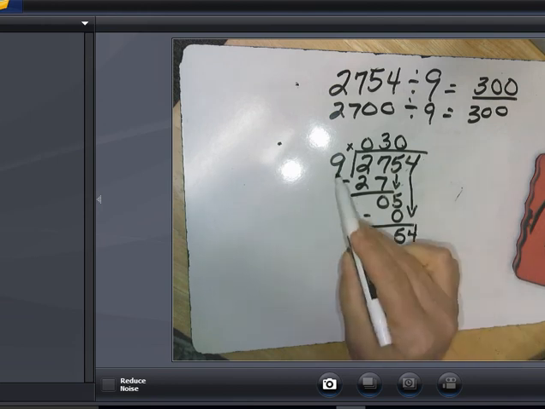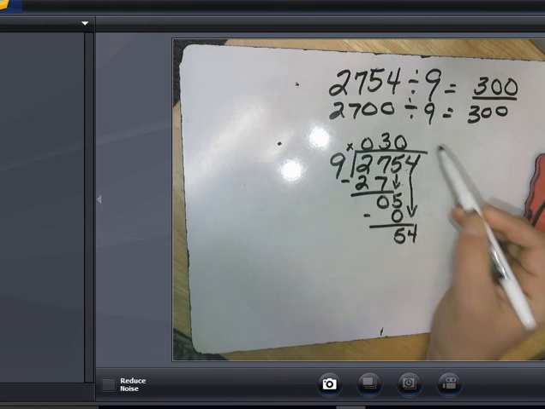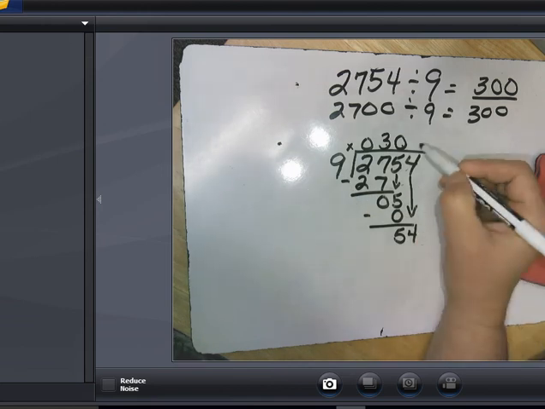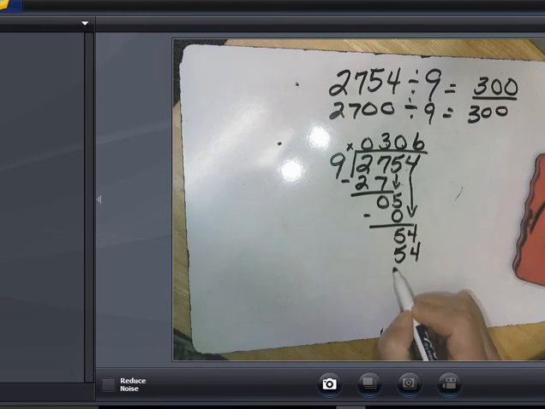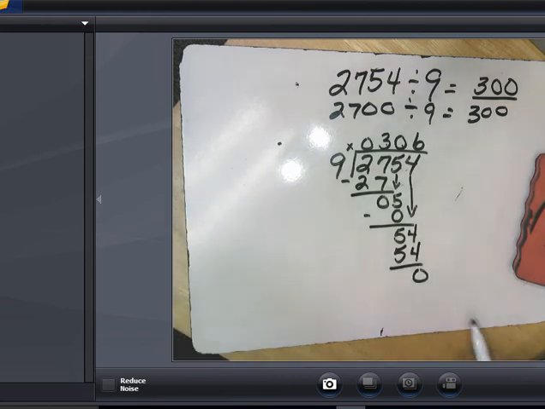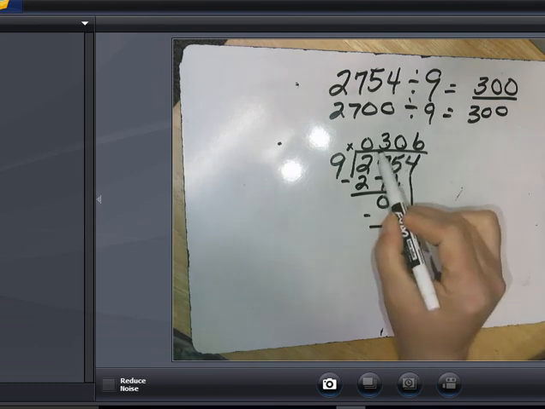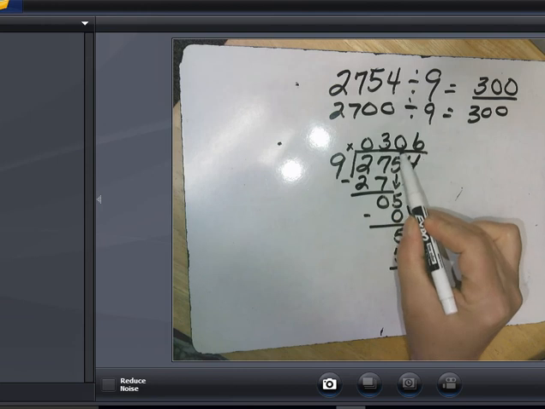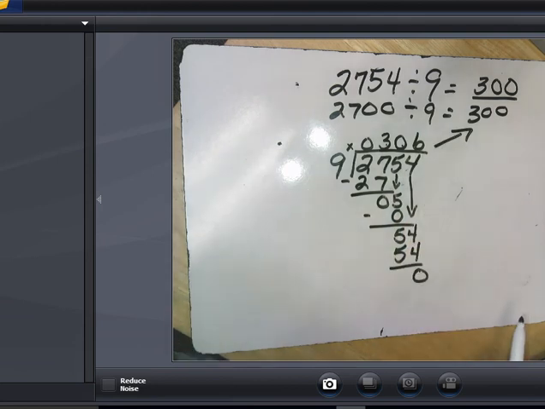So I have a 4. So now I've got to divide 54 divided by 9. And I have 9 times, I don't know, equals 54. Well, 9 times 6 equals 54. And I have a 0. I have no remainders. So my quotient, or my answer, is 306. That is very close to my estimate. So I think I have it under control.